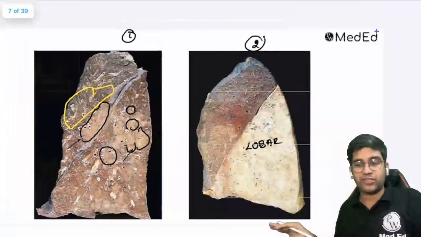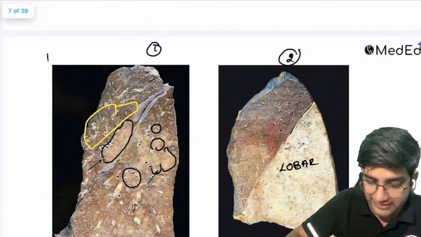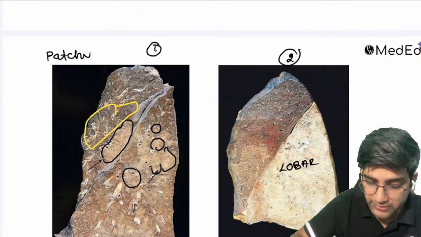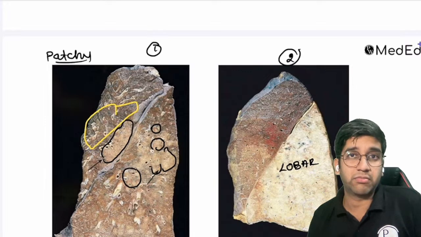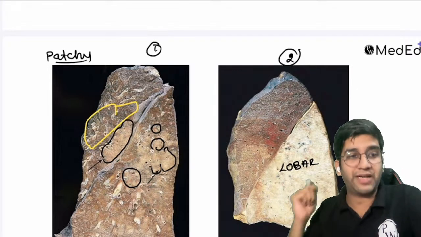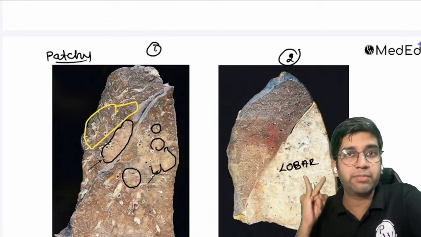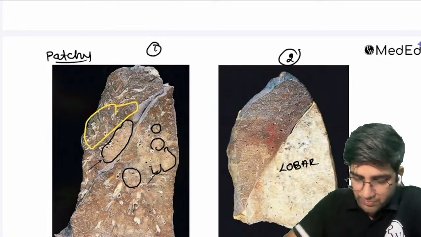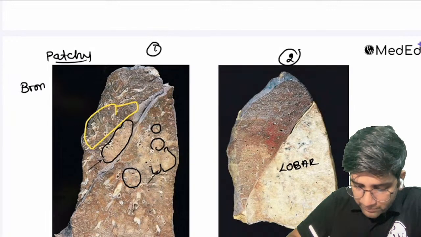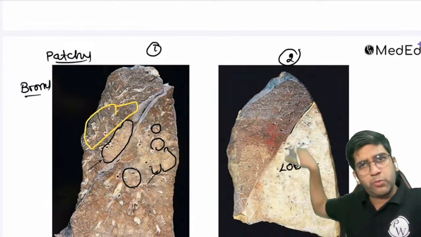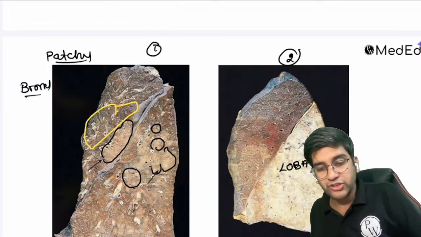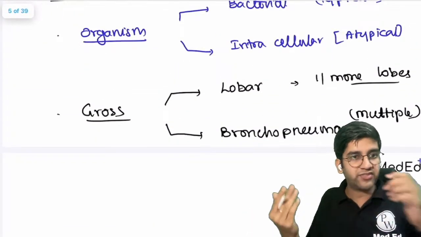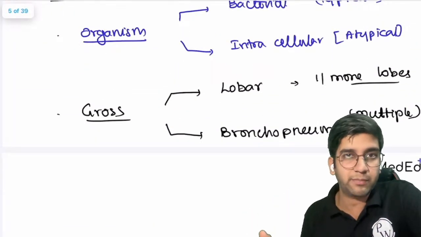When you have patchy areas of consolidation, that's the easiest clue for you. Even in your question, if you are given a lung gross specimen, use the term patchy. Patchy, multiple areas of firm-appearing lung, call it bronchopneumonia, right? That's patchy. I'm going to call it bronchopneumonia. When it's a complete lobe, it can be one or more than one, I call it lobar pneumonia, right? So there's a gross classification, how I classify pneumonia based on the appearance of the lung parenchyma.